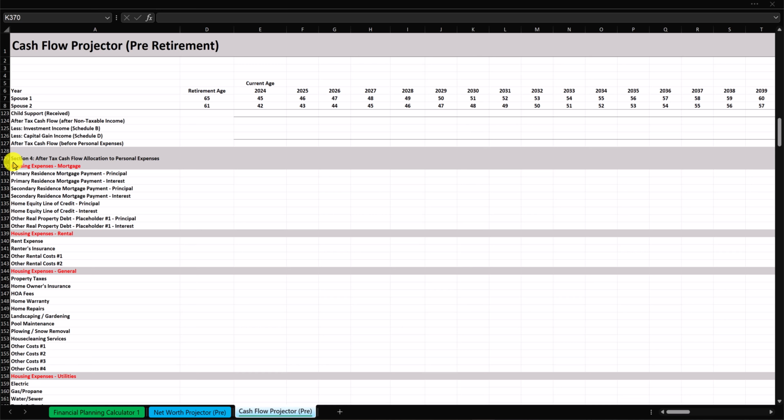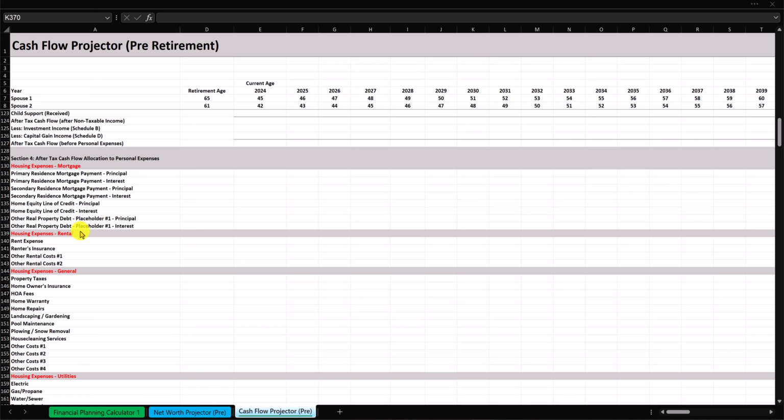Okay, in section number 4, we are going to look at our after-tax cash flow allocation to personal expenses. Now, I have a huge list of possible personal expenses coming up just below here. So since we're not using numbers, I'm just going to go through them high level. We're not going to spend too much time on this section right now. We will spend more time when we bring in the actual numbers in a little bit. So the first couple of sections will deal with housing expenses, and I have broken it up between mortgage, which by the way I have further broken up between principal and interest, and we will see the difference in how those are treated in a little bit.